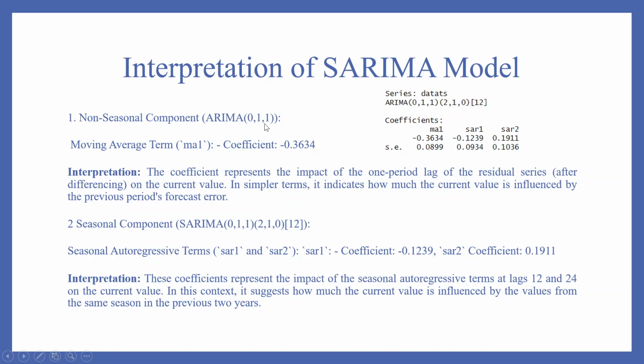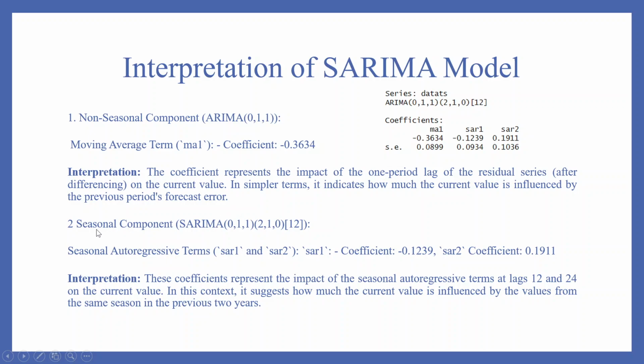So first differencing has been done and an MA component is there. The MA coefficient is minus 0.3634, which we got from here. Interpretation: the coefficient represents the impact of the one period lag of the residual series. It's an MA term. After differencing, in simpler terms, it indicates how much the current value is influenced by the previous period's forecast error.